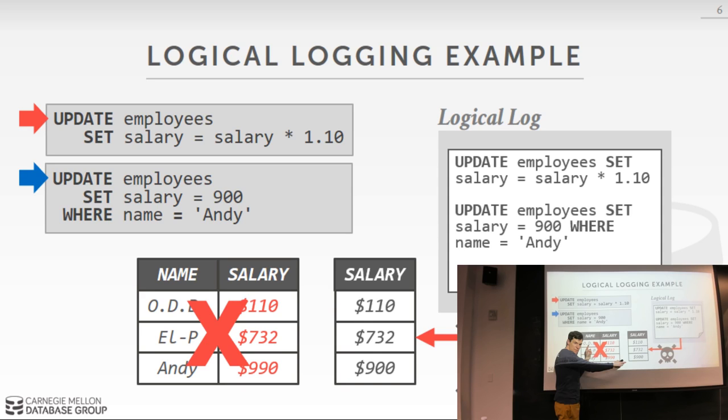So think about this. I run my system, I see that this thing's set to 990. I turn the system off, turn it back on, and now my value flipped to 900 because I replayed the log. That's bad. That's an inconsistent database. It violates your ACID guarantees.